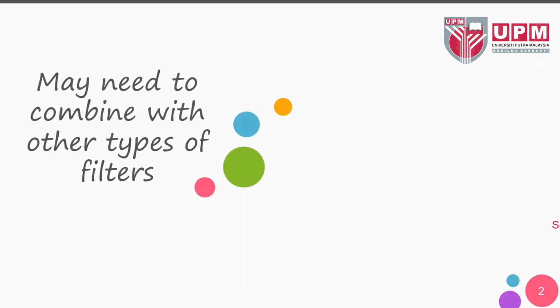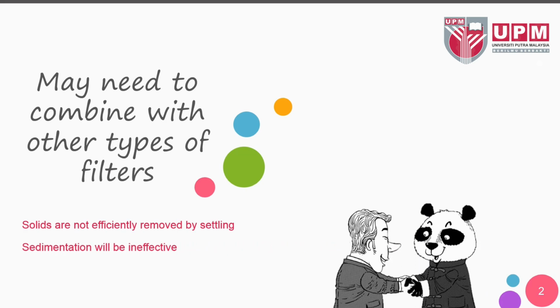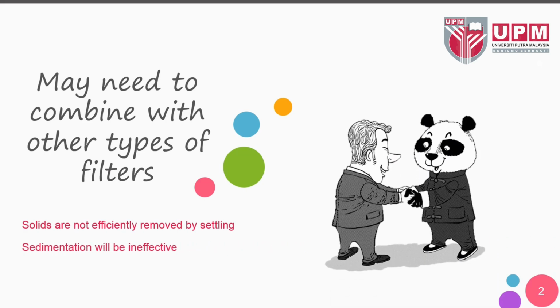Second, we may need to combine it with other types of filters. In some waters, solids are not efficiently removed by settling. For turbid waters containing non-settleable solids, sedimentation will be ineffective and alternative methods of particle removal, such as filtration, are needed.